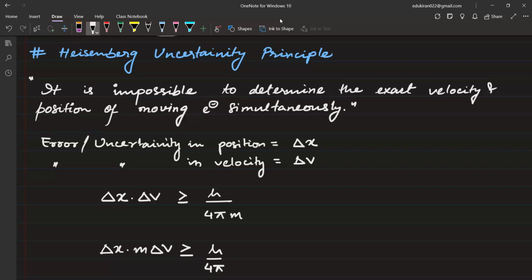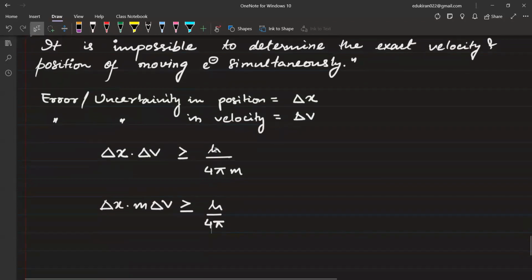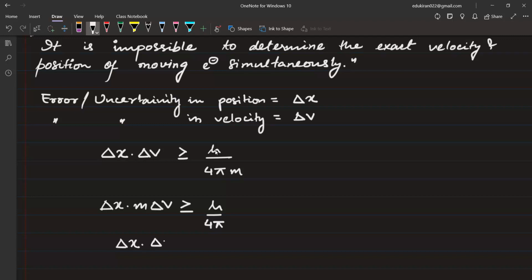h upon 4 pi, है ना? So what is m delta v? This is nothing but uncertainty in mv. क्या होता है? Momentum. So I can also write that delta x multiplied by delta p is greater than or equal to h upon 4 pi.